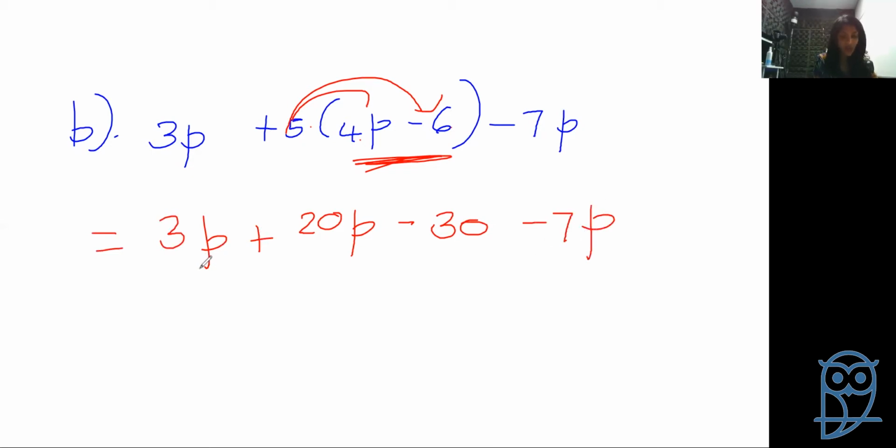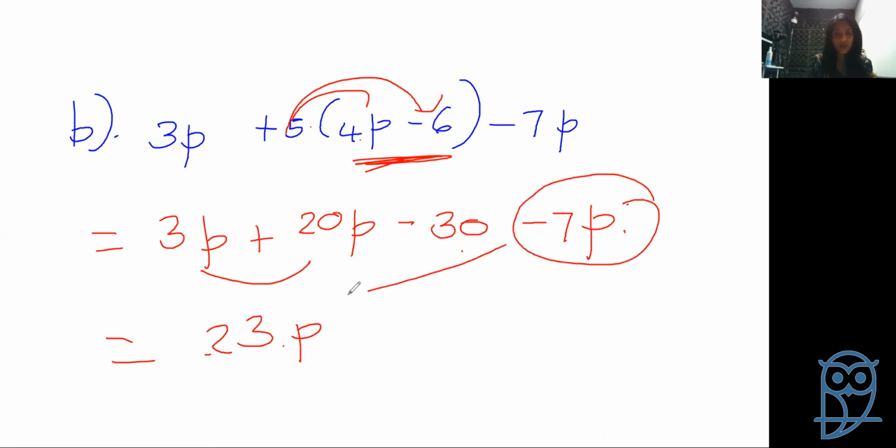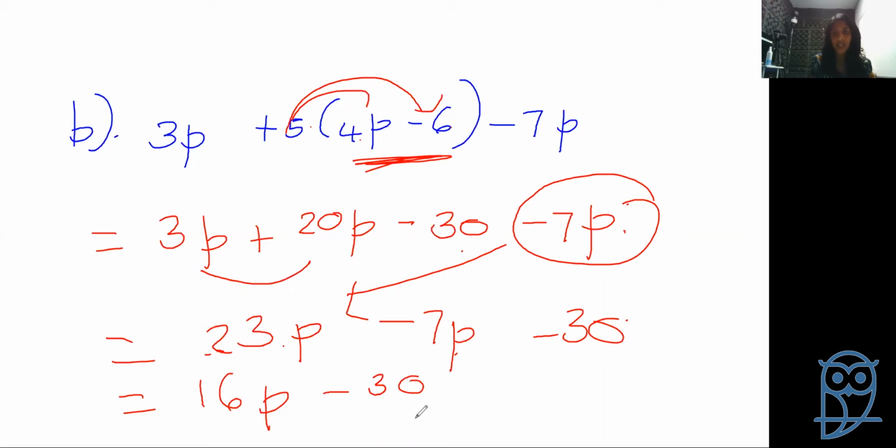Now what do we do? We add 3p to 20p first, and that equals 23p, and then we've got minus 30 minus 7p. What do we do next? We've got 23p. We'll have to put together like terms. So we bring it down here: minus 7p minus 30. 23p minus 7p is going to give us 16p. And then we're just going to say minus 30. That's where the expression stops. That's as far as we can simplify it.